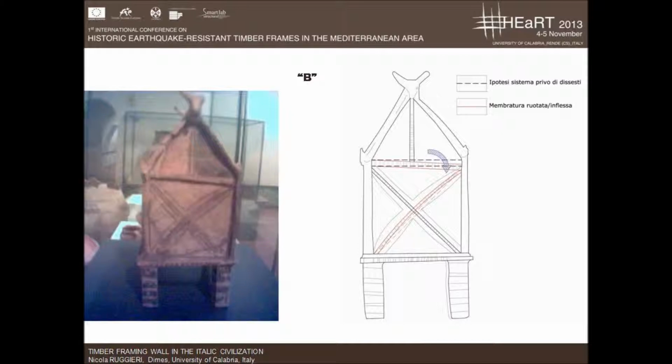In this case, the inclination permits an effectiveness of the joint, because there is a low horizontal component, and this horizontal component ensures to the joint an effectiveness, and also means a low tension on the tie beam, a low tension parallel to the grain in the tie beam.